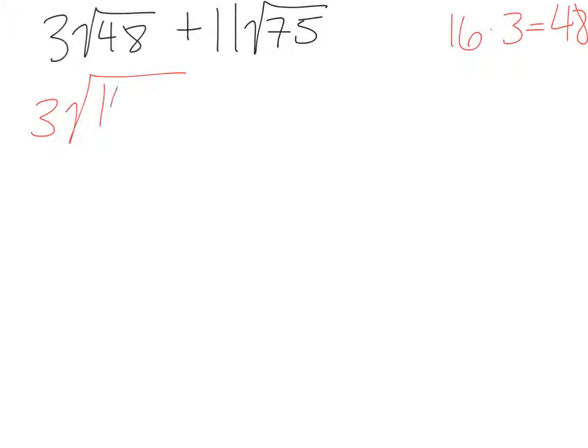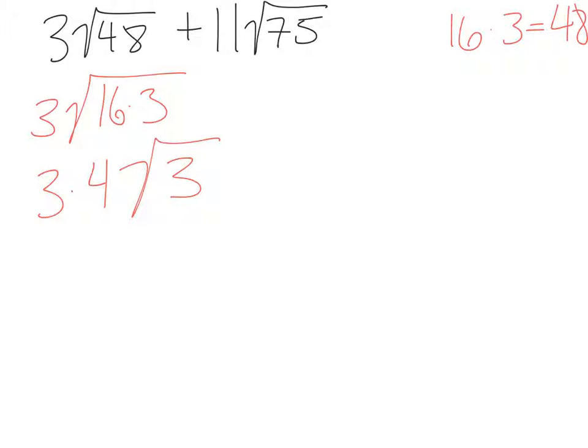So I'm going to write 16 times 3. Okay, then I'm going to simplify. So the square root of 16 is 4. When I take the square root of 16 and I get 4, I bring it to the outside of my square root symbol. And then the square root of 3 here, I leave on the inside of my square root symbol.